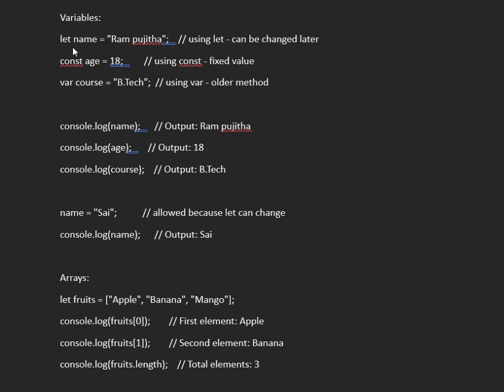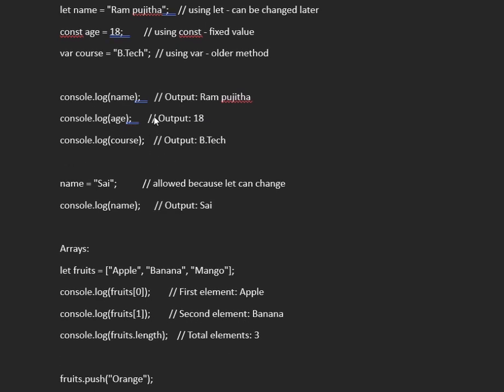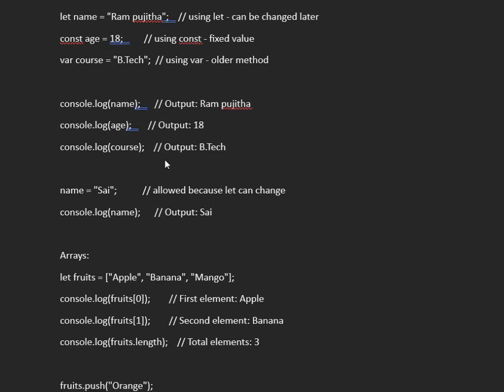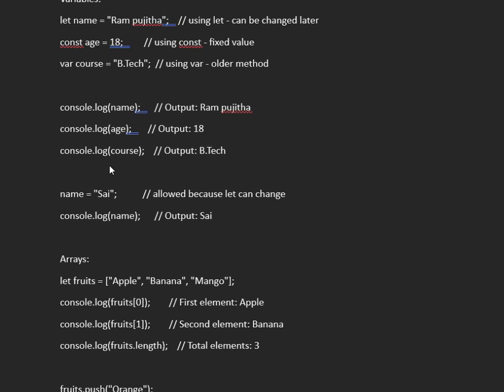Here the name is declared with let, with the value Rampushta. It can be changed later. And the age is declared as a constant, with the value 80, and it can't be changed, it is a fixed value. And the course is declared using var, which is an older method. Here the console.log prints the outputs of the variables. And when we give the name Sai to the name variable, the output changes to Sai, because let can be changed.